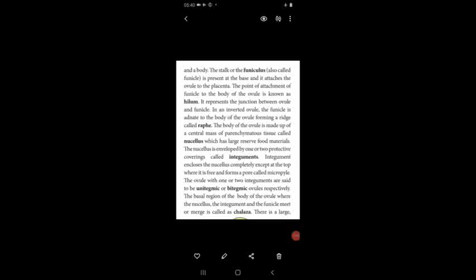The integument encloses the nucellus completely except at the top region, where it is free and forms a minute pore or a hole called micropyle. So the integument does not completely enclose the nucellus. In some region it leaves a minute pore called a micropyle. This is the structure of megasporangium.